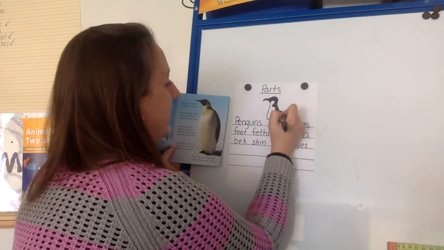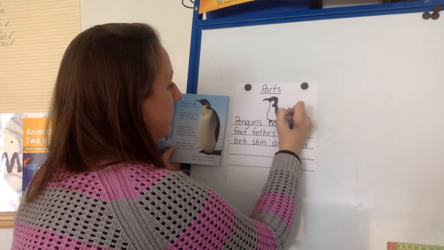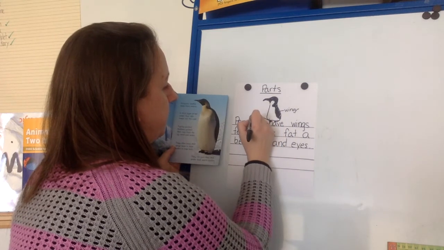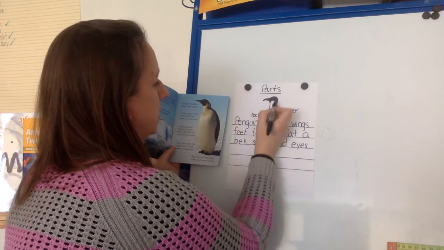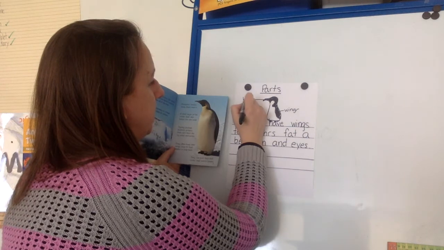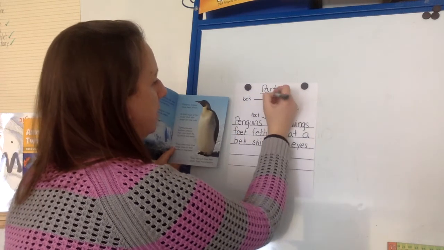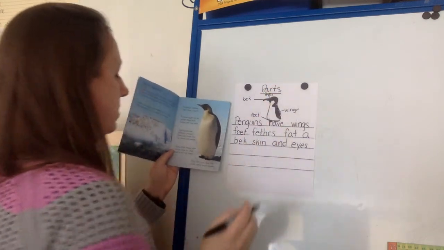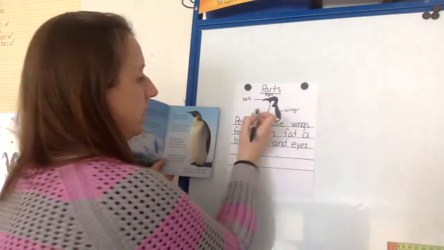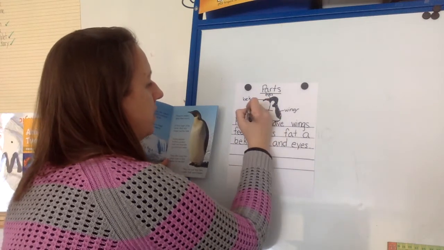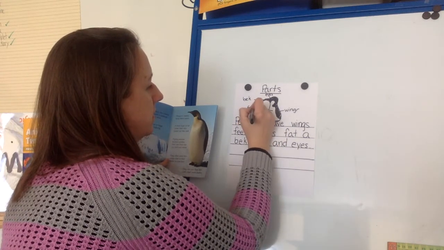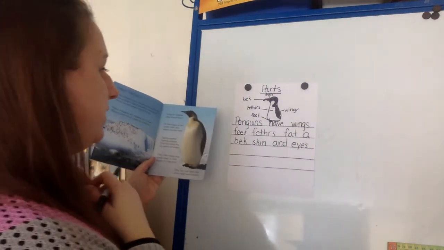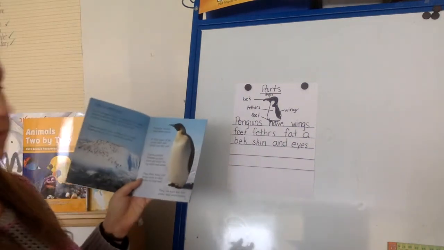And then I'm going to have to label wings, feet, beak, eyes. What else did I say? Feathers. There we go. Fat. Fat is underneath the feathers. Skin is over the fat.